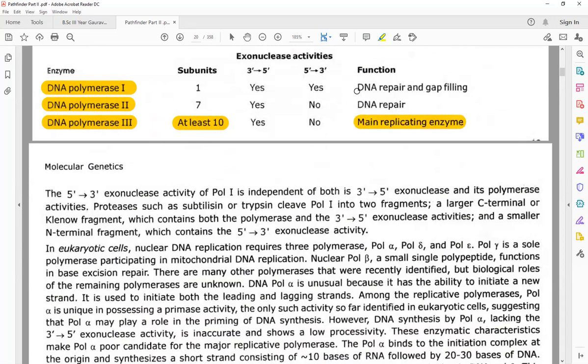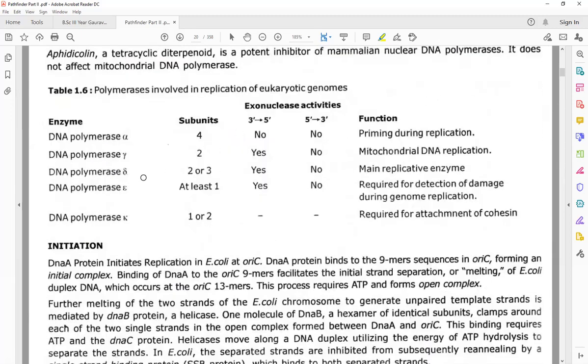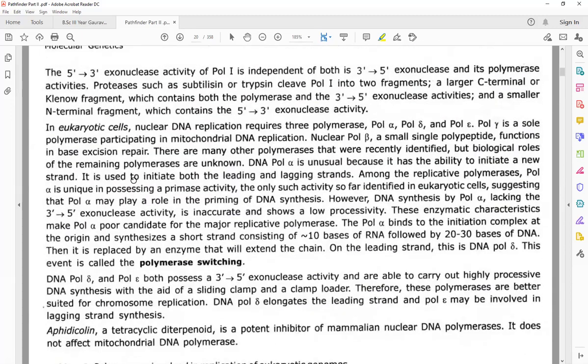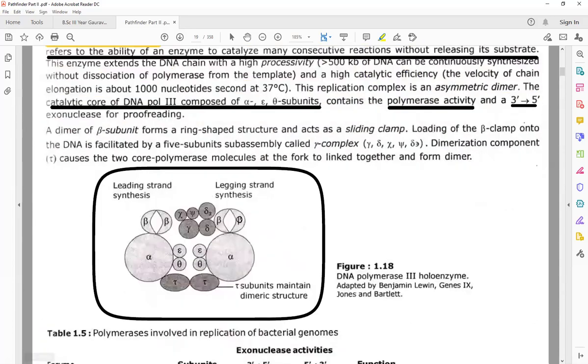DNA polymerase 1 is involved in DNA repair and gap filling. DNA polymerase 2 is involved in DNA repair. Okay. Now, the same type of things are going to take place in the case of eukaryotes. You have already seen this structure.